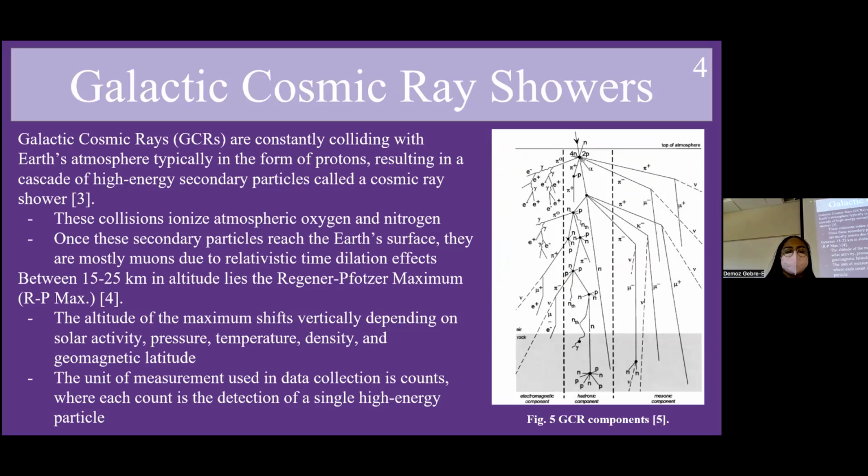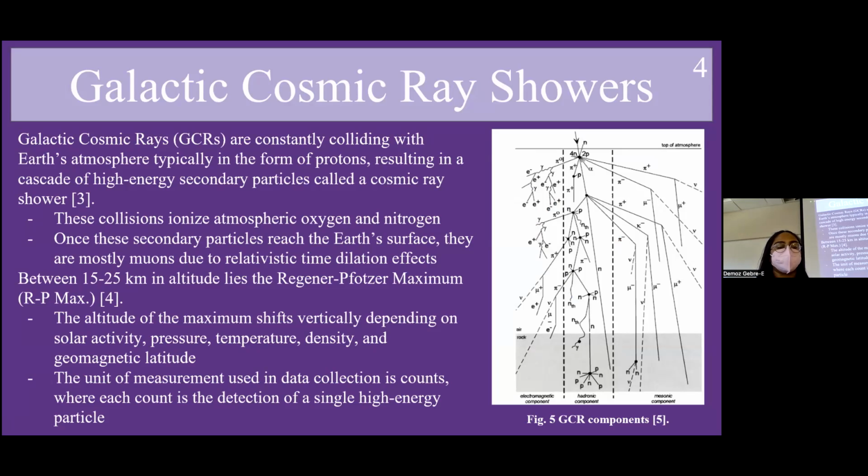And what we're looking at is particles. So we're looking at galactic cosmic rays colliding with the Earth's atmosphere. And this results in high energy secondary particles that come down in showers, so cosmic ray showers. And we are looking at, on the right side of the image, the mesonic component, so pions and muons is typically what we are looking at. And this interaction layer happens between 15 and 25 kilometers.